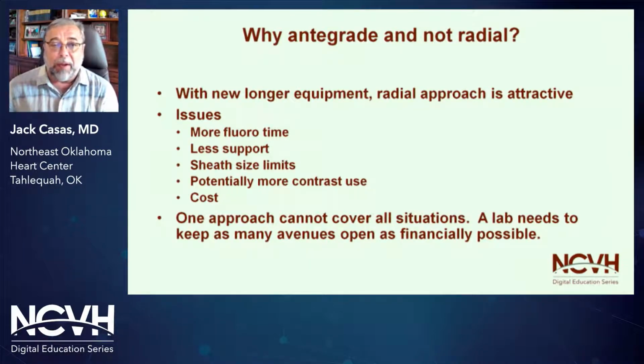So why do an antegrade and not radial? With the new equipment that's out there, radial approach is very attractive. However, there are several issues with this. There's more fluoroscopy time. You do not have the same kind of support as a direct antegrade access. You have sheath size limitations. You are not going to be able to use some of the devices, atherectomy, etc. There's potentially more contrast use, and there's the cost. We have to remember that one approach cannot cover all situations. Your lab needs to be able to keep as many avenues as possible, but remaining fiscally reasonable.